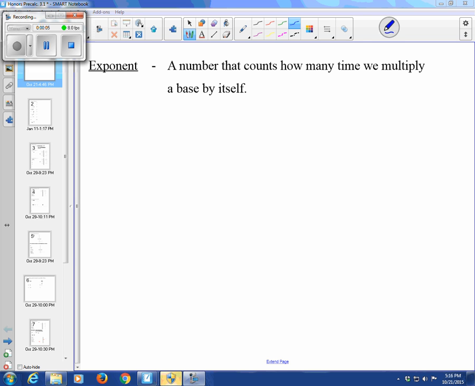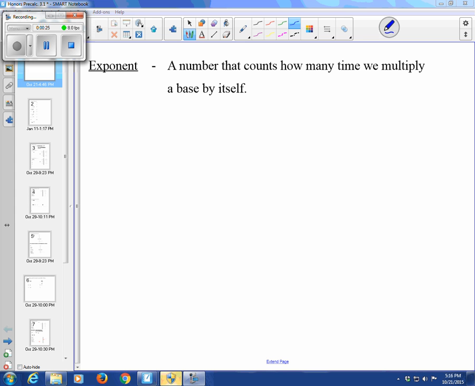Alright guys, so this is our first Flip the Classroom lesson of Chapter 3, and it's also going to be our first lesson of Chapter 3, Exponential Functions. So before we talk about exponential functions, I want to talk about exponents a little bit and exponential properties. So in general, let's start out with what an exponent is.